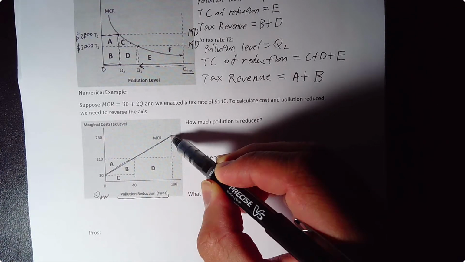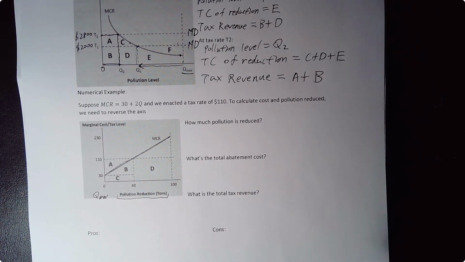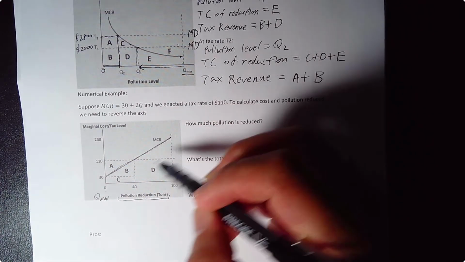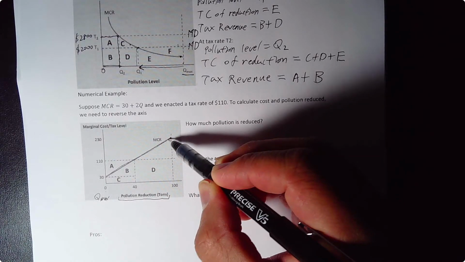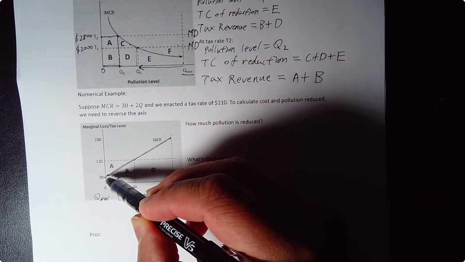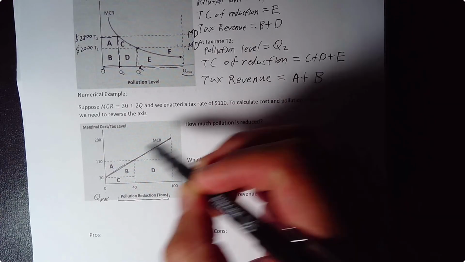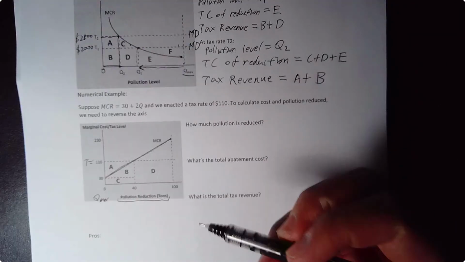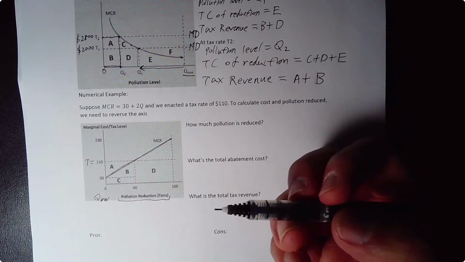Okay, so let's suppose that we now have a linear MCR of 30 plus 2Q, and the tax rate is 110. So this is my tax equals 110. Let's see how much pollution will be reduced. Let's look at it going this way.